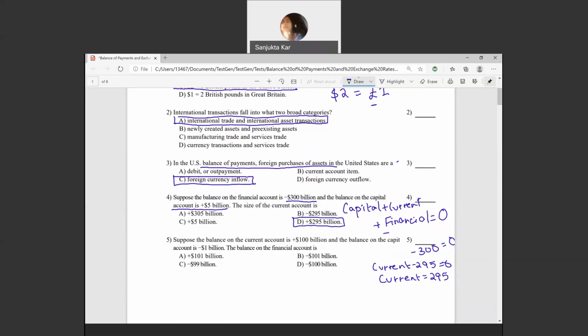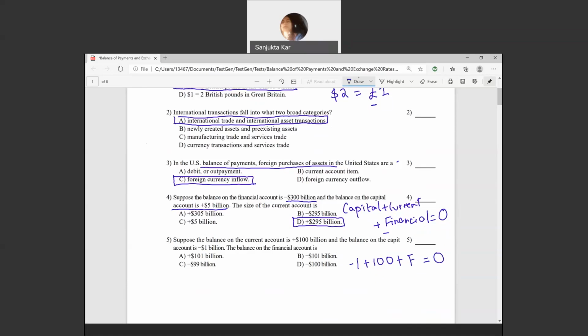Alrighty, now take a look at question number 5. I'm going to use the same formula I used for question number 4. Balance of the current account is 100, capital account is negative 1 billion. Now they're asking us to find the balance on the financial account. So I'm going to add the capital account negative 1, current account 100, plus the financial account. Add all of this up, you get 0.